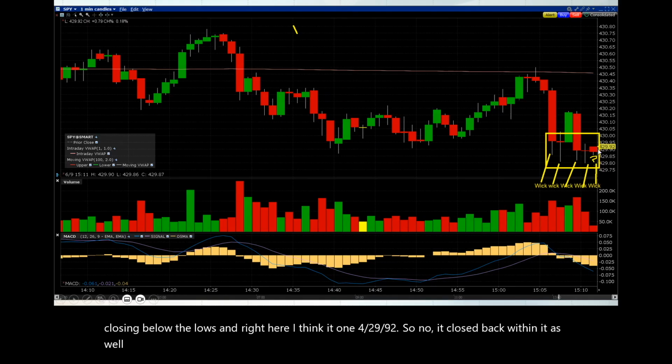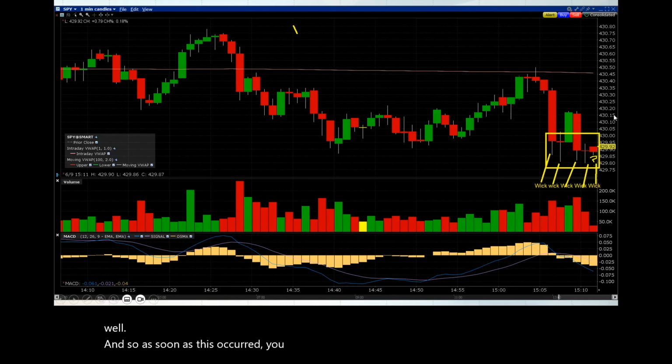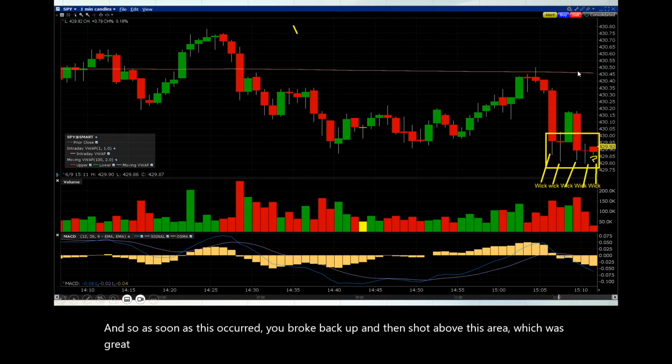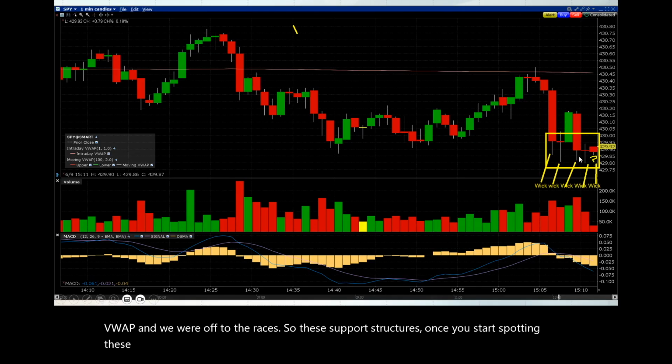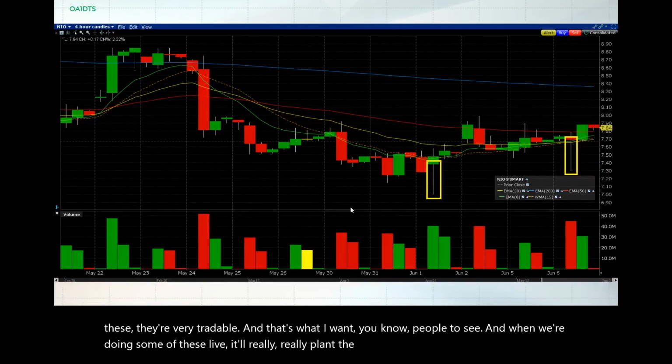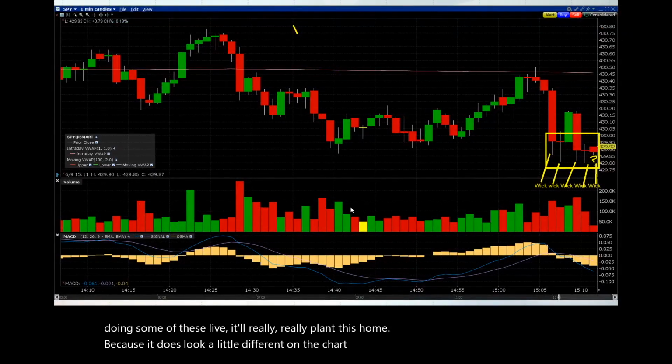As soon as this occurred, it broke back up and then shot above this area, which was great, but I want to see it above VWAP. And sure enough, it did. It popped back above VWAP, and we were off to the races. So these support structures, once you start spotting these, they're very tradable. That's what I want people to see. And when we're doing some of these live, it'll really plant this home, because it does look a little different on the chart when you're seeing it in real time live. And I get that.